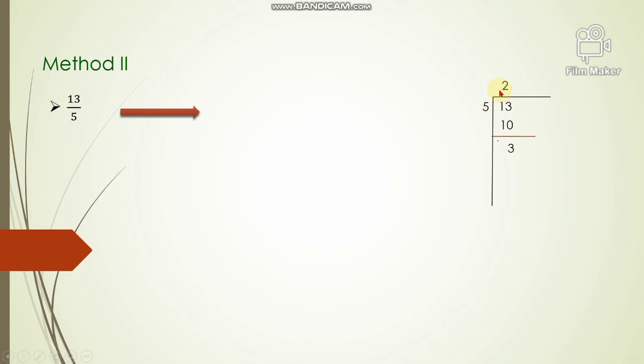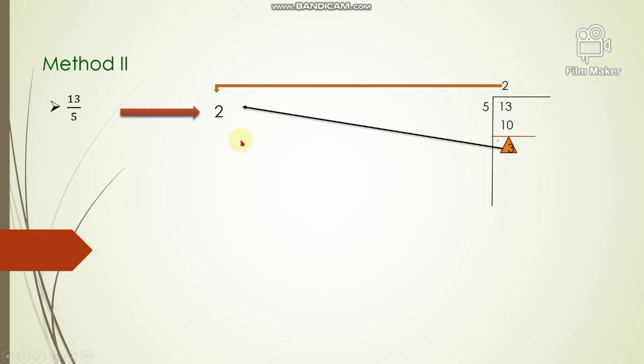So now we'll write the mixed number. Here 2 is the quotient, so it comes as the whole number in the mixed number, and here 3 is the remainder, so it comes as the numerator in the mixed number, and 5 comes as it is. We'll take another example.